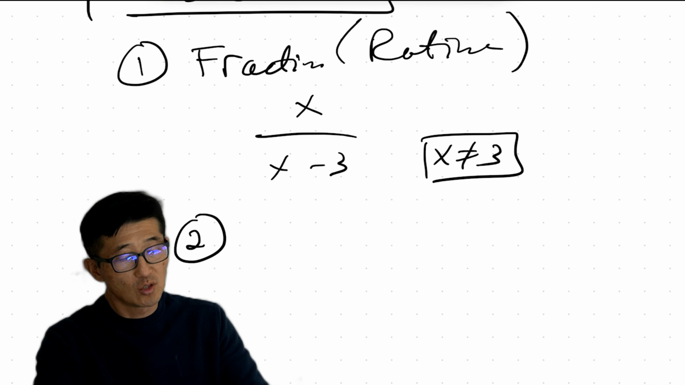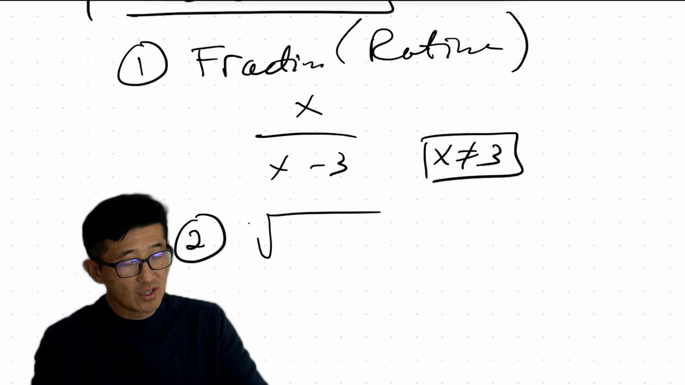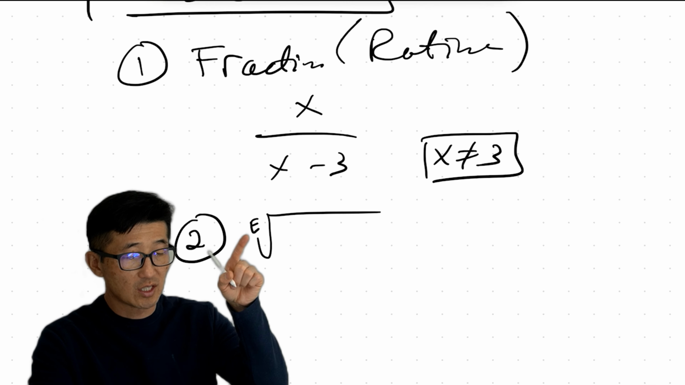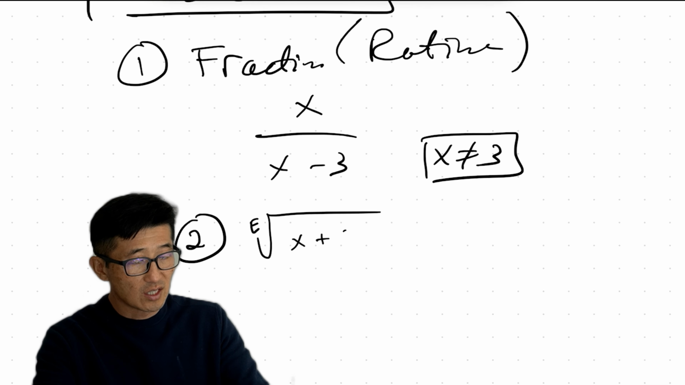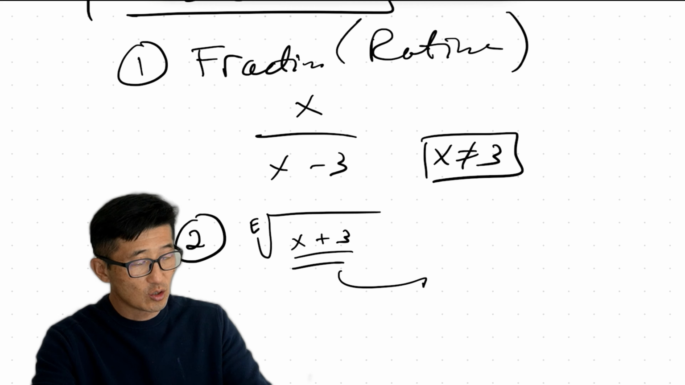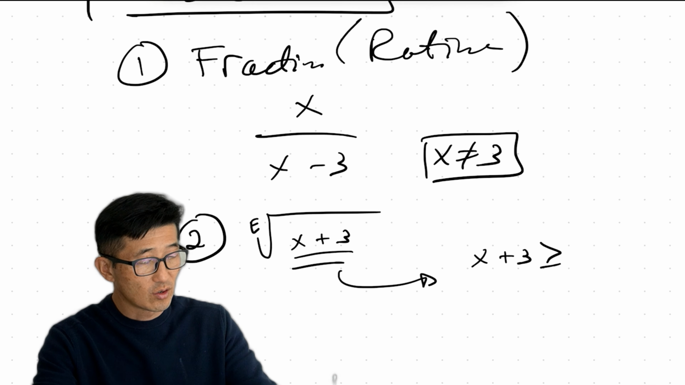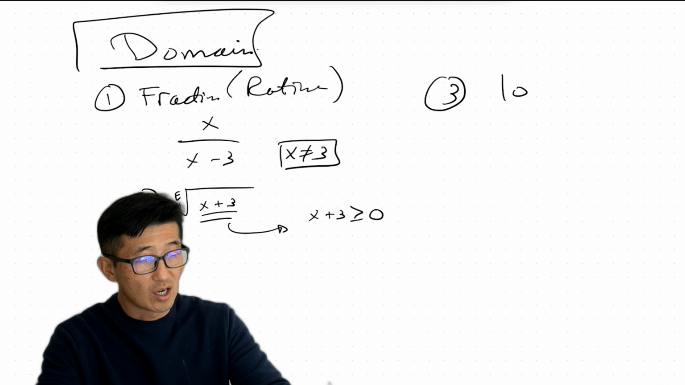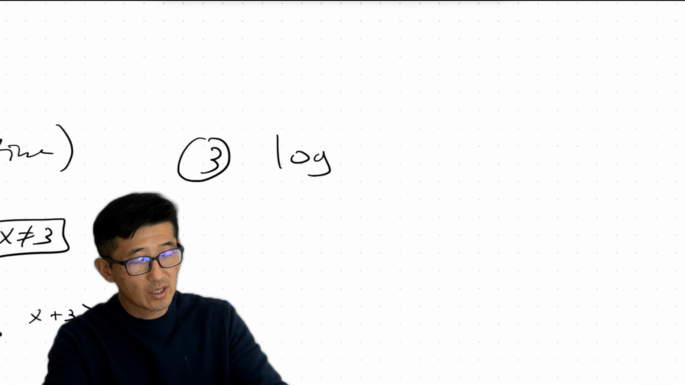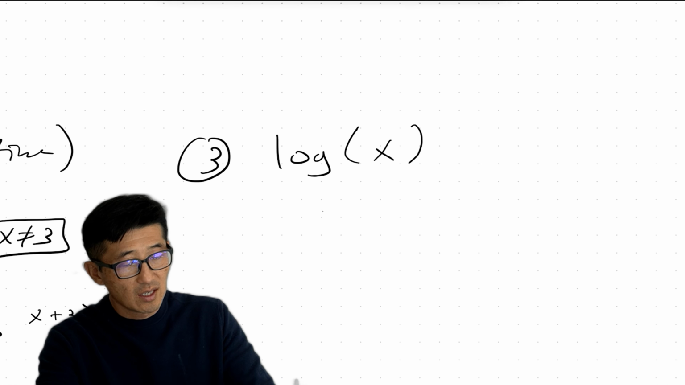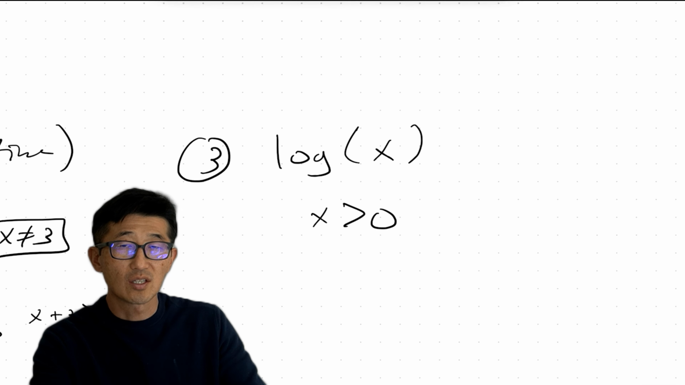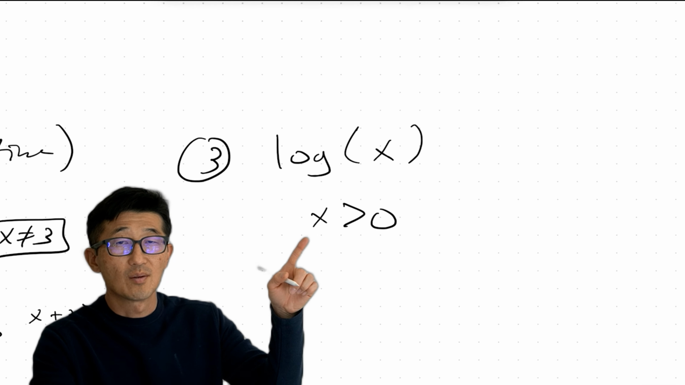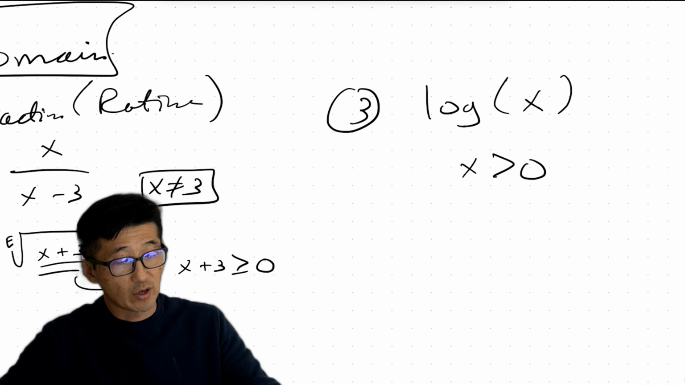The second type is when you're dealing with even number roots, like 2, 4, 6, 8, 10. Whatever's inside here has to be greater than or equal to 0. The third type is your logs. We'll look at that in a bit, in chapter 5 actually. X must always be greater than 0.